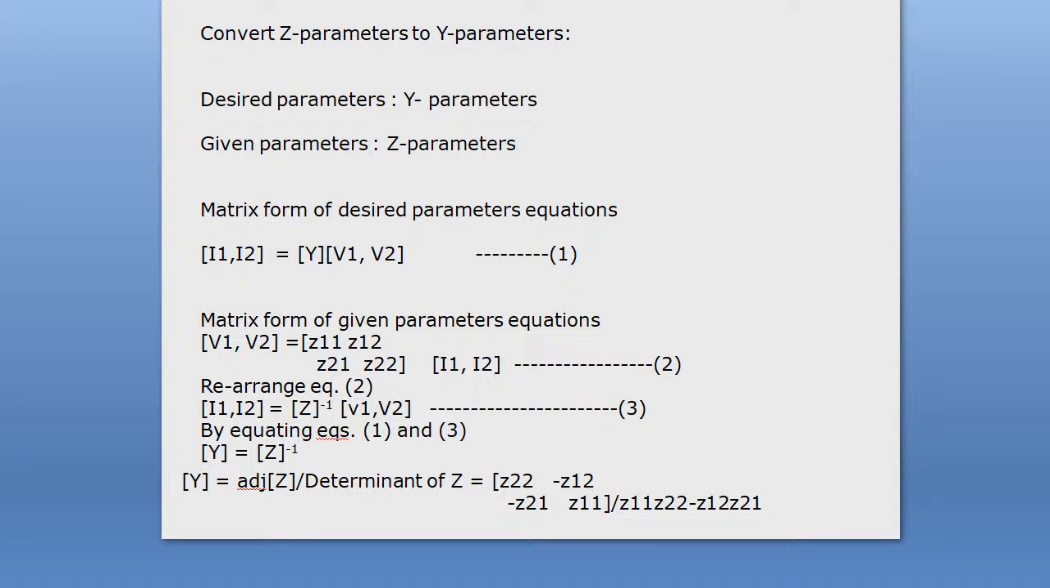If you know the values of the Z parameters, then you can calculate the values of the Y parameters. Thank you everyone. In the next class, we will solve some problems related to two-port networks, and we will try to convert Y parameters and Z parameters to H parameters or ABCD parameters.